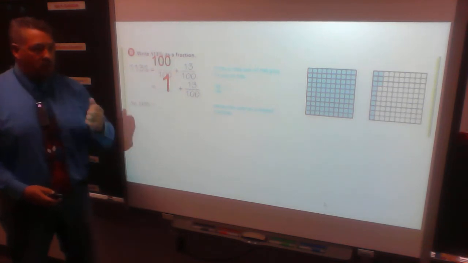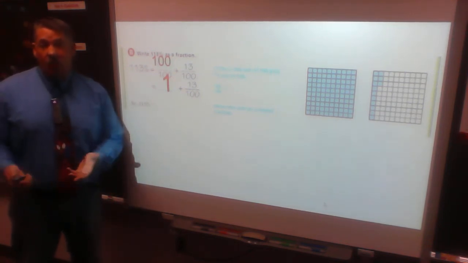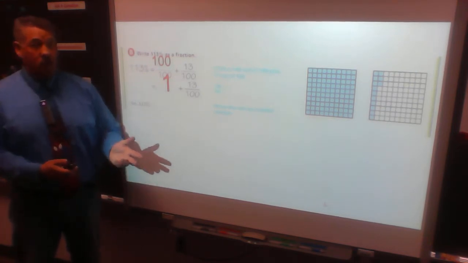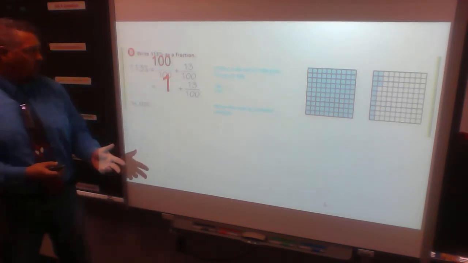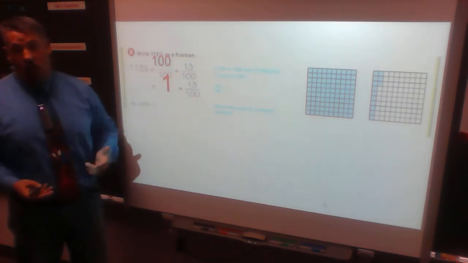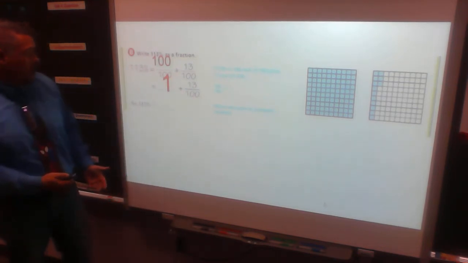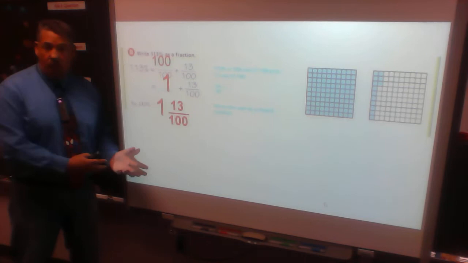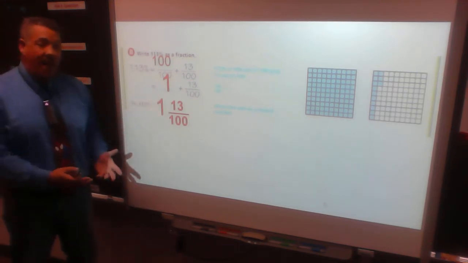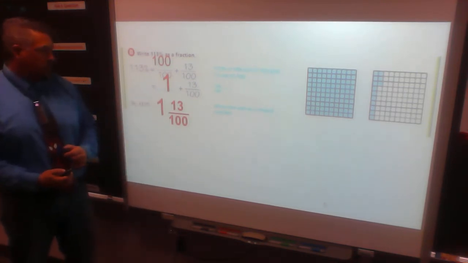Well, what can I reduce 1300ths down to? Nothing, right? Because 13 is a prime number. That goes all the way back to the very first week of school. And therefore nothing goes in it, and 13 doesn't go into 100 evenly. So that would just become a mixed number fraction of 1 and 1300ths.